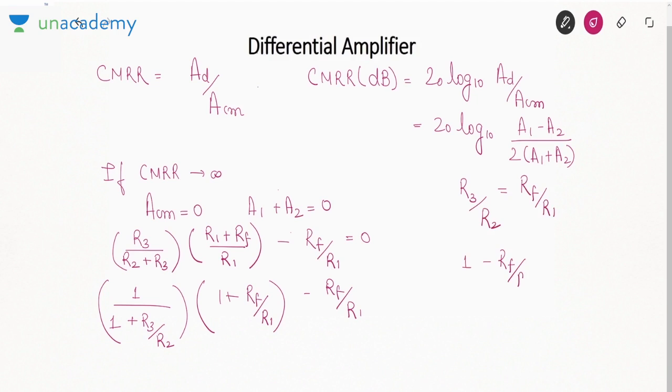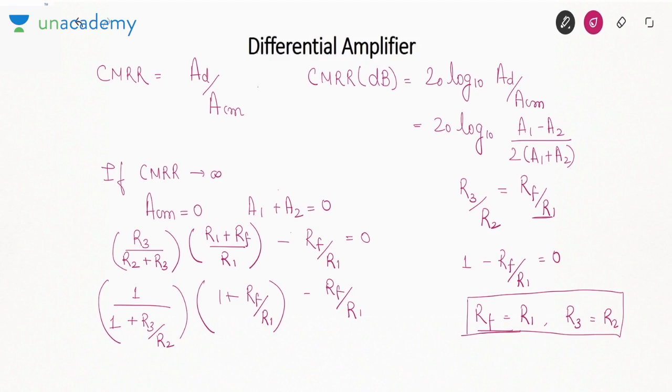So 1 minus RF by R1 must be 0, or you can say RF should be equal to R1. Okay, RF should be equal to R1. In that case R3 should be equal to R2. So if you want infinite value of CMRR, which is the ideal value, then in that case RF and R1 must be equal, and R2 and R3 must also be equal.